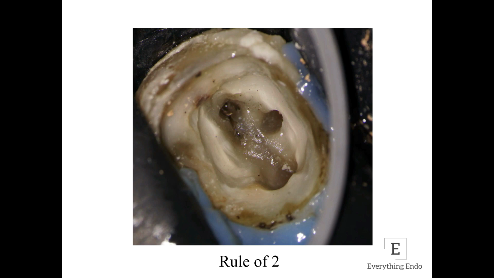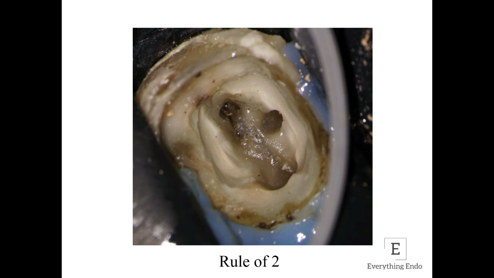Another technique that I very routinely follow in practice as far as location of the MB2 canal is called the rule of 2. The rule of 2 means that I would go as far as 2 mm away from the MB canal and would never hesitate to dig as far as even 2 mm down into the floor of the pulp chamber in the process of finding the MB2 canal.